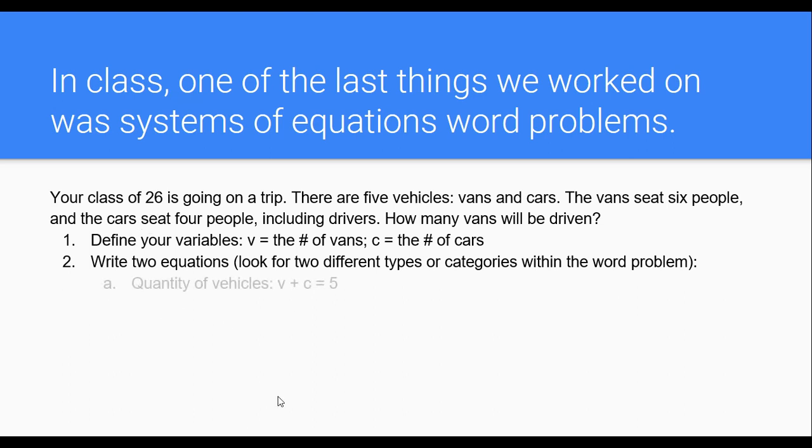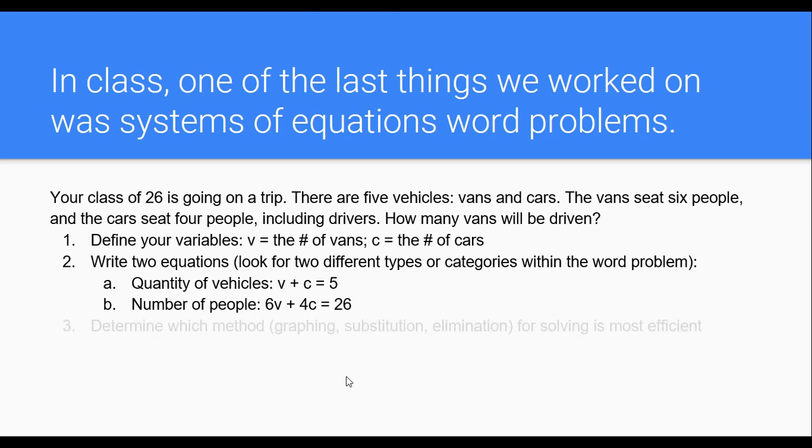So we're going to have an equation representing the number of vehicles. Number of vans plus the number of cars is 5. And then an equation representing the number of people. So 6 people per van, in addition to 4 people per car, should add up to our 26 people. So next you would determine which method for solving is most efficient.